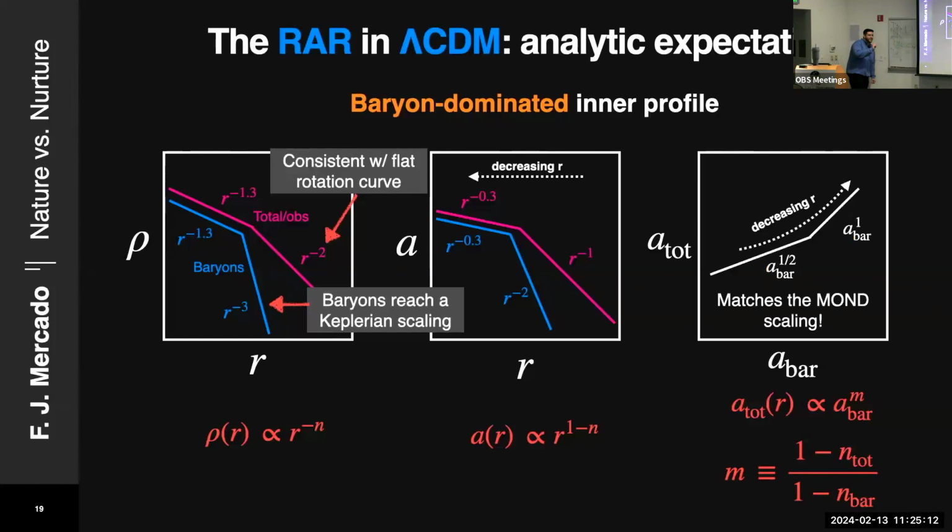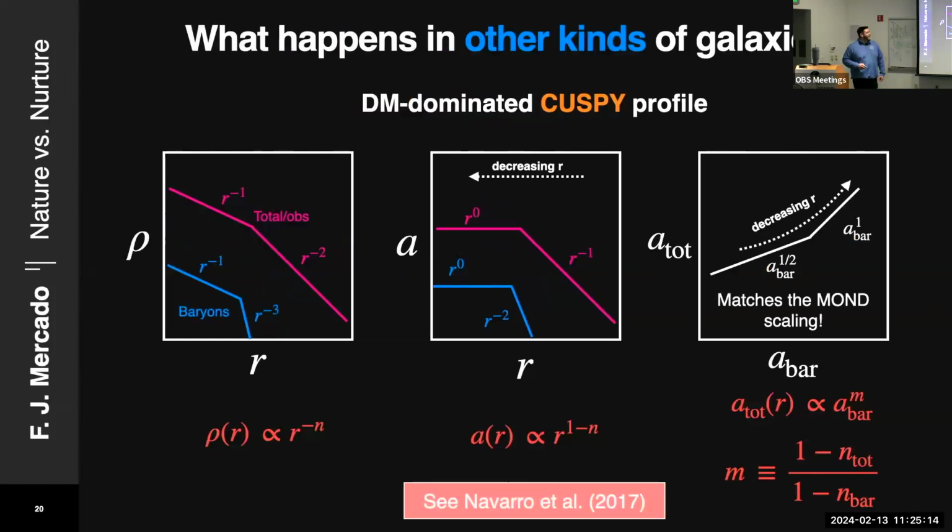Is there a question? Oh, sorry. So it turns out that we can get this scaling too from dark matter-dominated cuspy profiles. So again, if we have a cuspy inner profile for the total mass and the baryonic mass, then we can still get something that matches the MOND scaling. And you can see more of this in detail in Julio Navarro's 2017 paper.